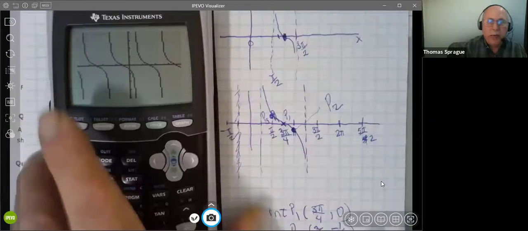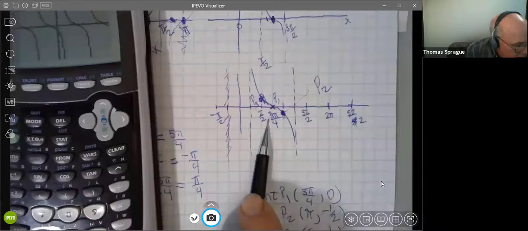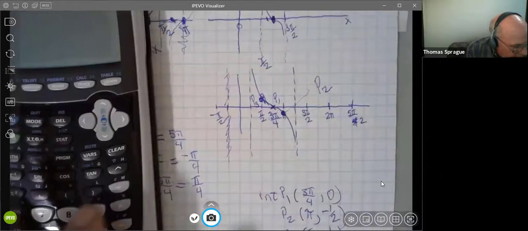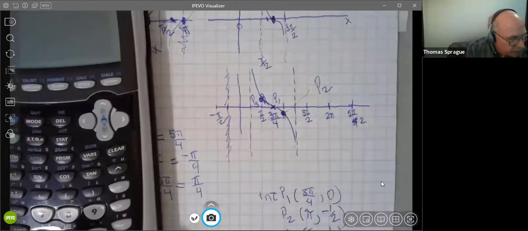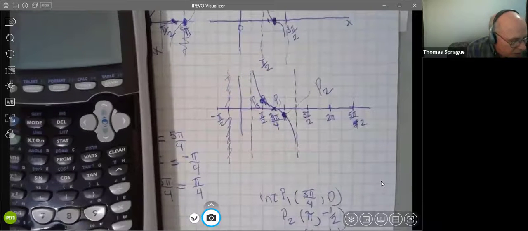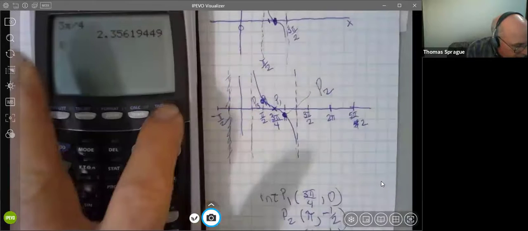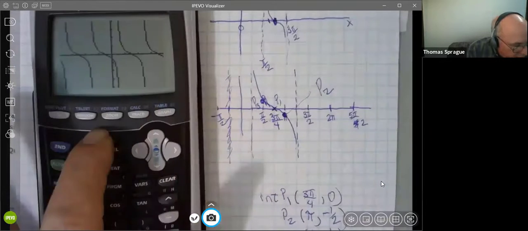We're predicting 3 pi over 4. So 3 pi divided by 4 is about 2.36. And go to our graph and try tracing.